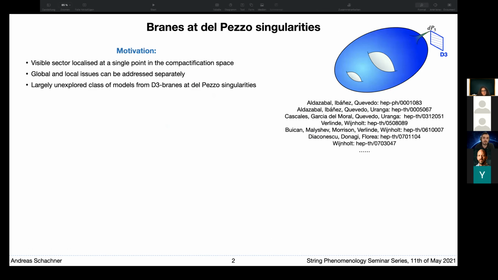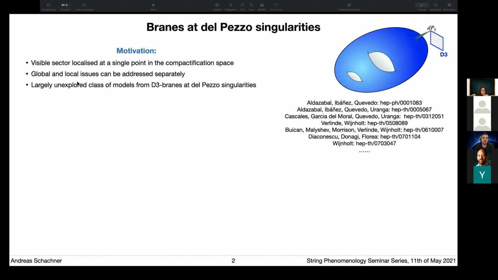These types of constructions from branes at singularities have many appealing features. For example, since the visible sector is localized at a single point in the compactification space, it is easy to decouple the standard model degrees of freedom from the hidden sector degrees of freedom. Furthermore, this implies that one can address global and local issues separately, where global issues, for example, include tadpole cancellation or moduli stabilization, while local issues include, for example, the standard model gauge group and the chiral spectrum.